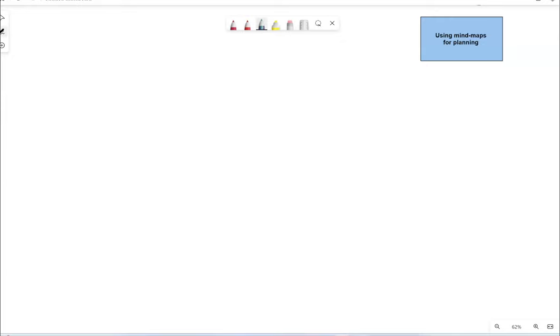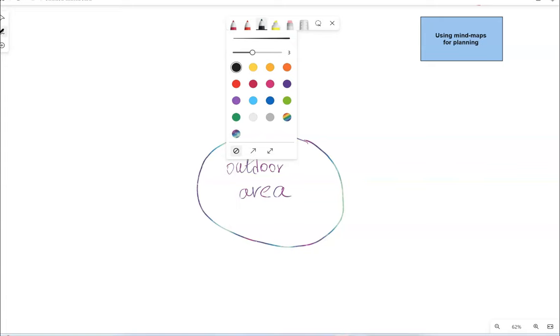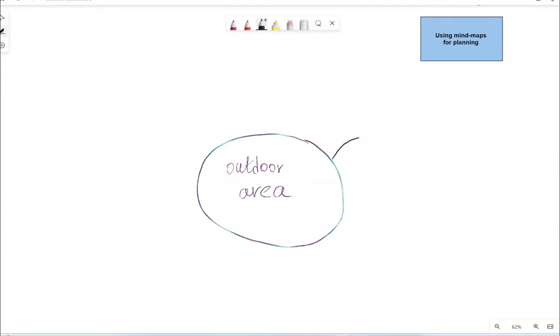And we are going to use, let's say, planning as part of your placement. So we are going to have a central idea. Sometimes as a student or an educator, you need to provide children with physical activities, let's say for outdoor area. So we have outdoor area. We need to think about different types of equipment that we are going to use. So in here we are going to use this kind of equipment.